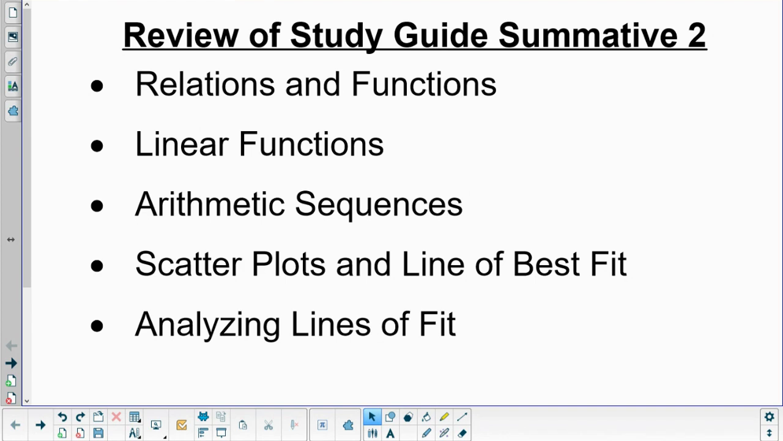These are the topics that we're going to be covering: relations and functions, linear functions, arithmetic sequences, scatter plots and line of best fit, and then analyzing lines of fit by talking about residuals and causation.